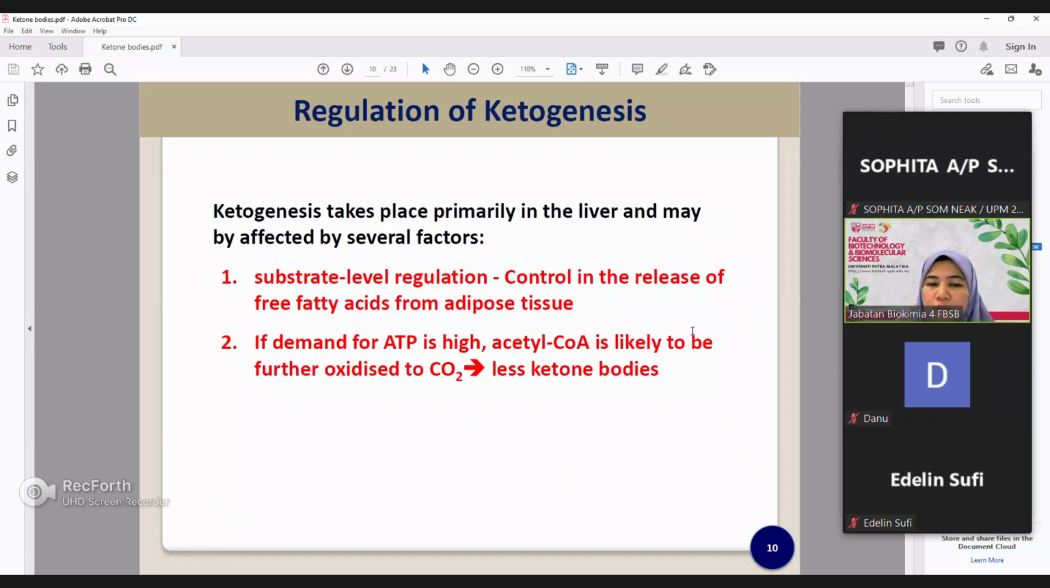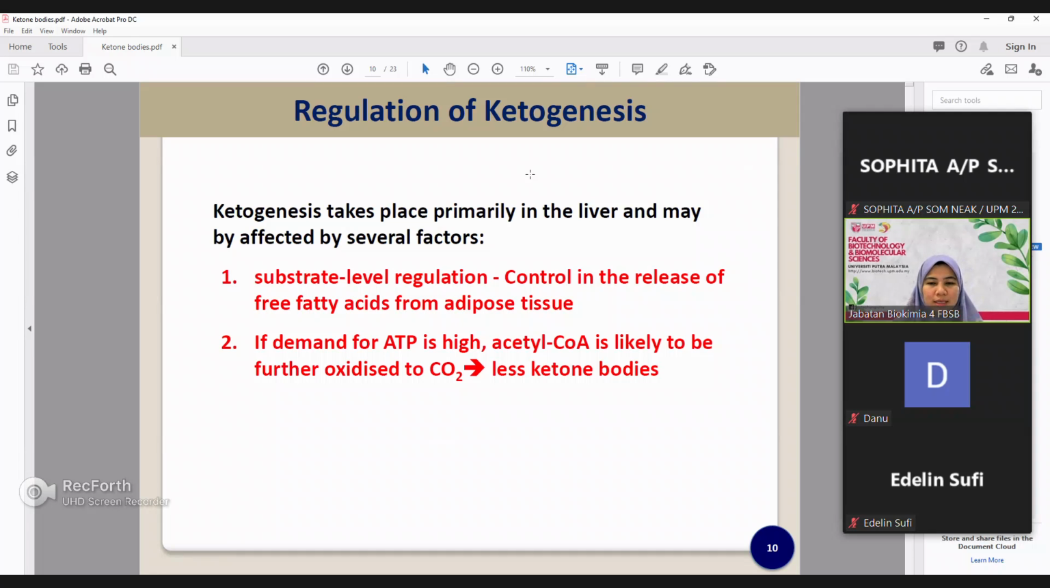So, on the regulation of ketogenesis. Ketogenesis can be affected by several factors. One of them is substrate level regulation. Basically, there is a control in the release of free fatty acids from adipose tissues. At this stage it needs to be controlled, otherwise there will be an abundance of free fatty acids being released from adipose tissue.